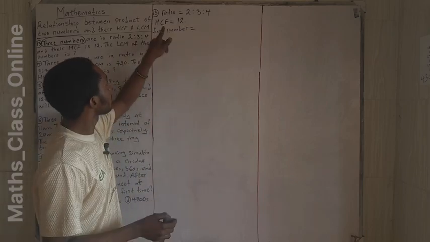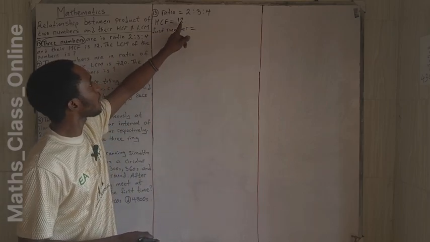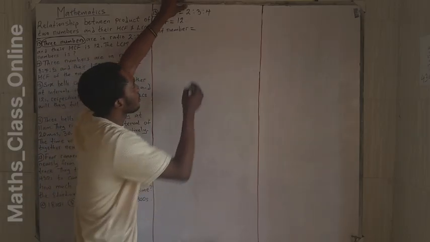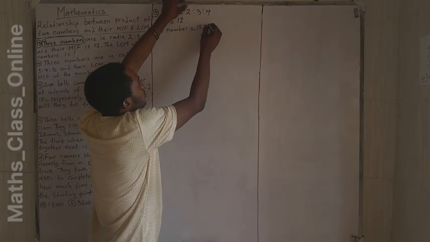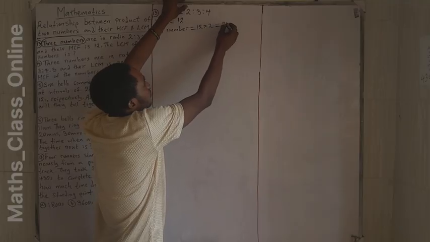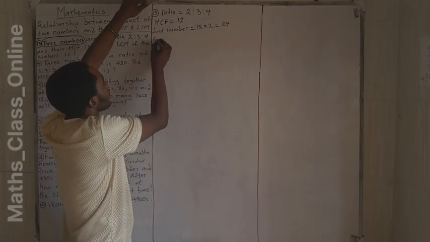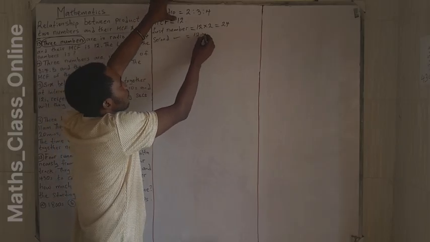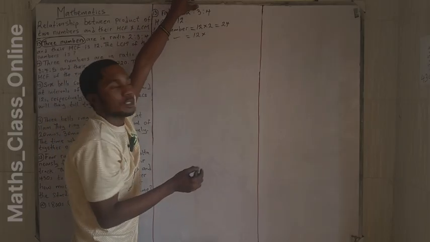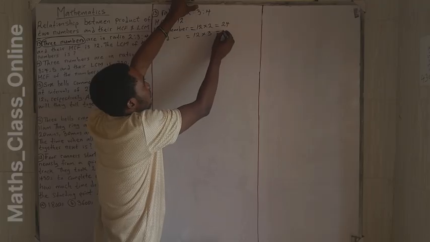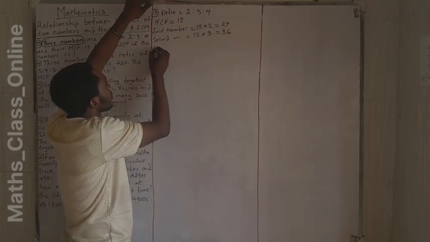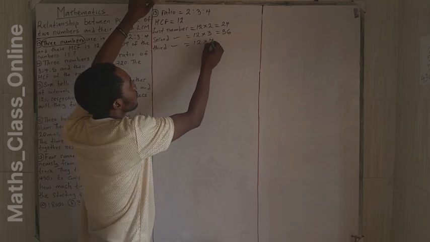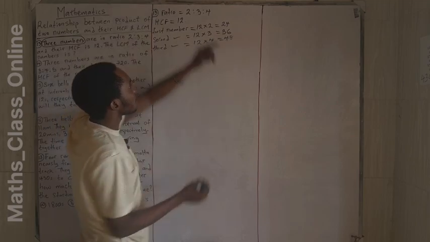Since we are given the HCF, that means we multiply this HCF, which is 12, with the first number in the ratio. That is 12 times 2, which equals 24. And the second number is the HCF multiplied by the second number we have in the ratio, that is 3, which gives 36. The third number is multiplied by 4, which gives 48.